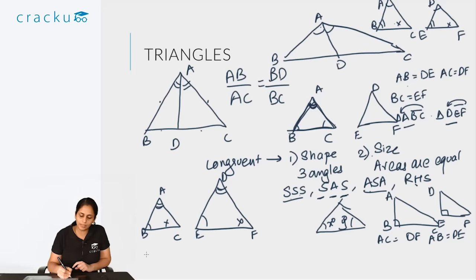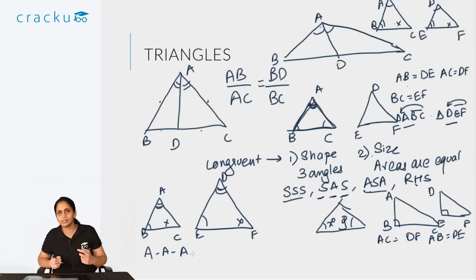So for you to check whether the shape is the same, you need to check whether all three angles are equal. So this is the AA test for similarity. If two triangles have corresponding angles equal, then the two triangles will be similar to each other.